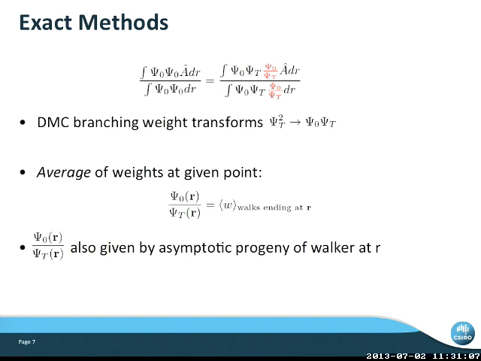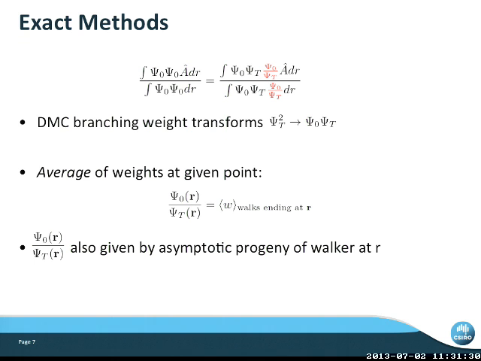So a trap that people fell into, I think it was in the 80s, was thinking that, well, DMC transforms my wave function from psi t squared from a Langevin thing with branching into psi naught psi t. So therefore my branching weights are giving me psi naught psi t. So I can just square them. But of course you can't, because what you actually have is the average of the weights at a given point that give you this factor. So it's a bit harder.